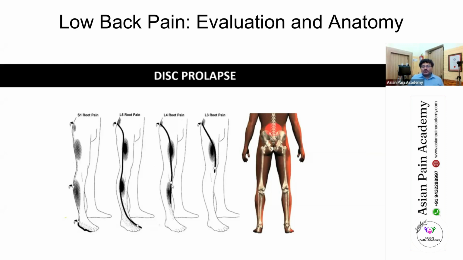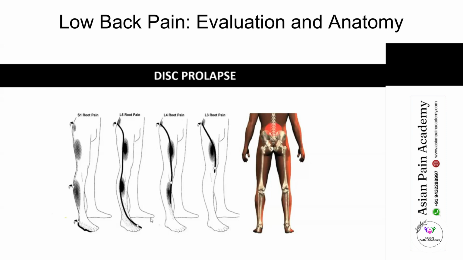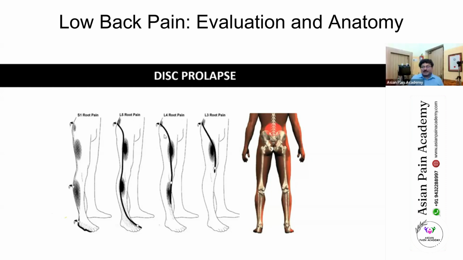L4 root is usually responsible for the knee reflex. There is no reflex for the L5 root, and the L3 root is slightly more medial. But the most commonly involved roots are S1 and L5. When these are involved, they can impair the motor supply of the flexors and extensors, because L5 mostly supplies the extensor muscles and S1 mostly supplies the flexor muscles.